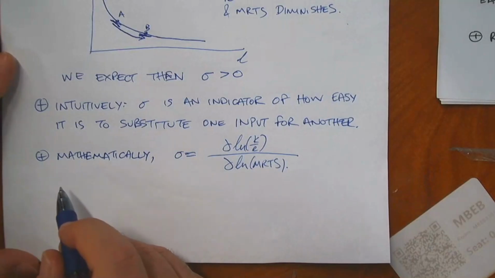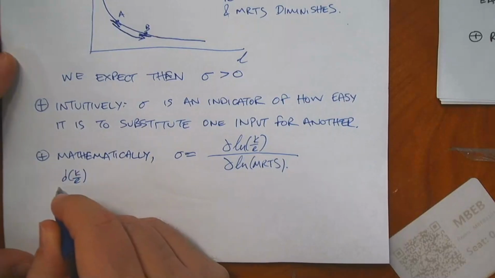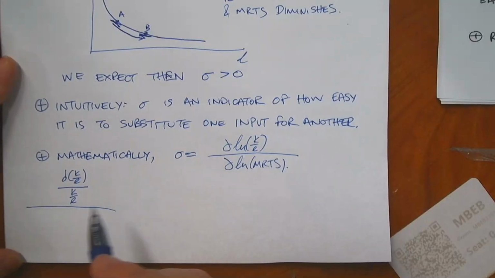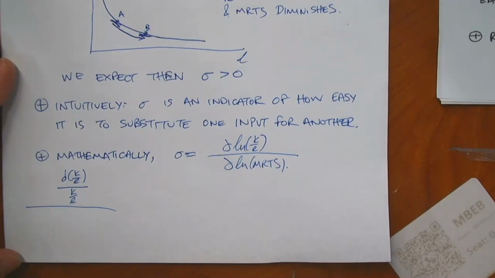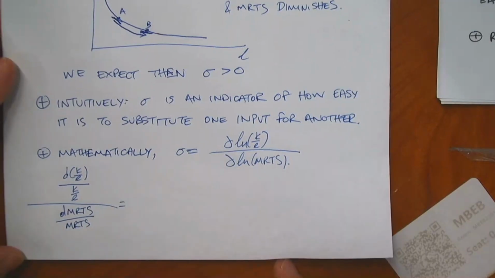So the percent change in capital over labor, we can usually express as the change in capital over labor over the variable itself, so it's dx over x, right? Does that make sense as a percent change? How much did you change x over the value of x, let's say the original value of x. And the same for the percent change of MRTS. You can write this as d of the MRTS divided by MRTS itself. What is this going to be equal to?